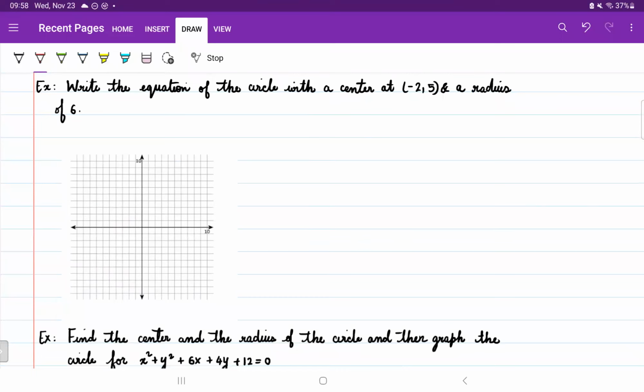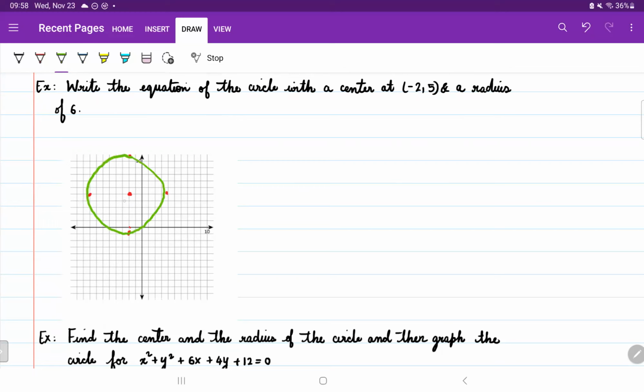So here we're given, write the equation of the circle with the center at minus 2, comma 5 and a radius of 6. So here basically we're given all the information we need to plot it. So let us just plot it because we have all the information. We have negative 2 here and 1, 2, 3, 4, 5. That's our center. Then we count 6 units in each direction. And then we join it.